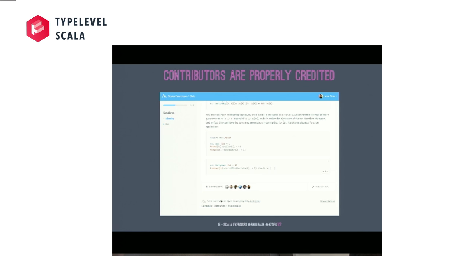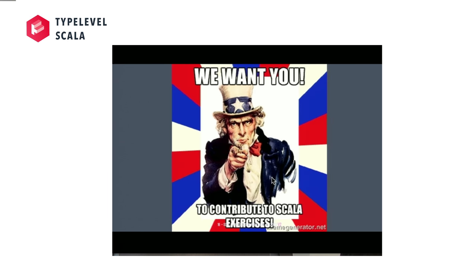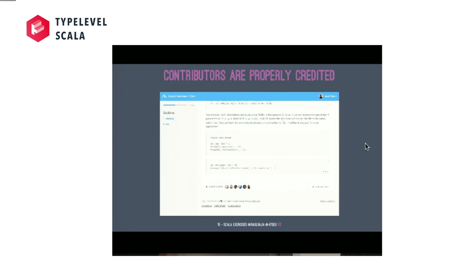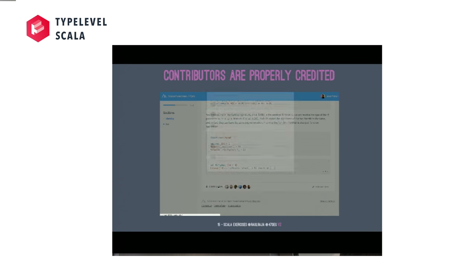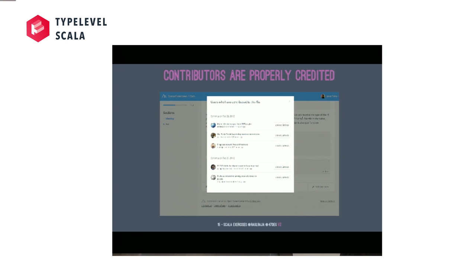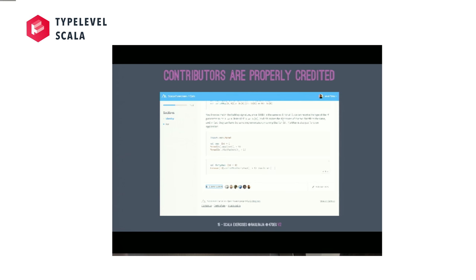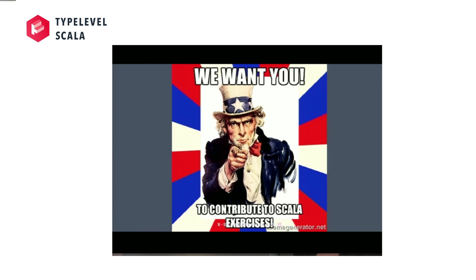Something we really wanted to emphasize is that we want people to be credited for what they've done. So if you contribute to Scala Exercises, whether it's content, actual exercises, or the platform that does all of this work, you will be properly credited by inspecting the Git blame and then showing your face on all the exercises. Not only do we show the faces of people, but we actually squash commits and show what this guy has done for this exercise. So if you want to improve something, you'll be credited. And we want you to contribute to Scala Exercises.